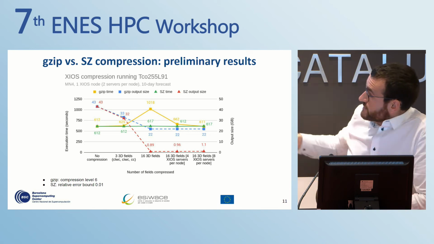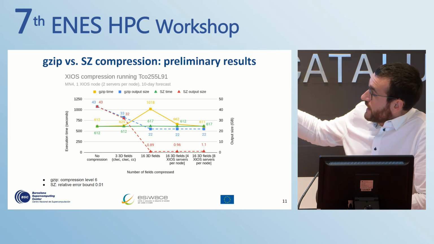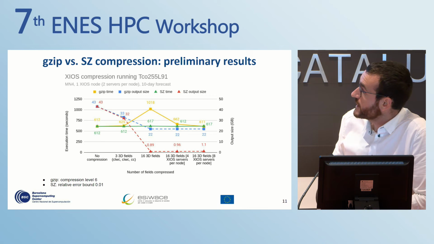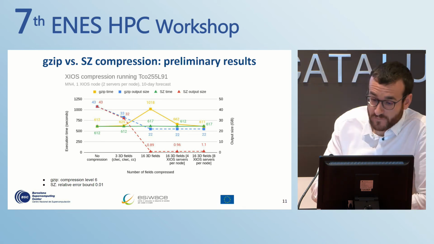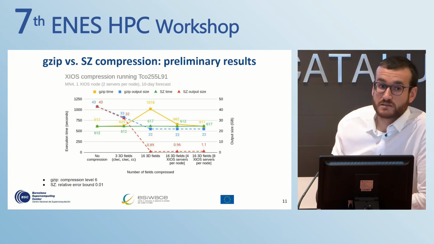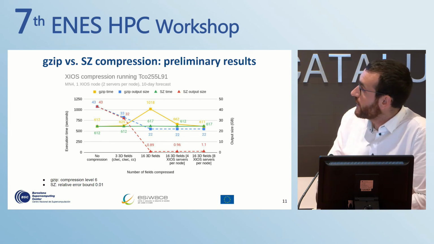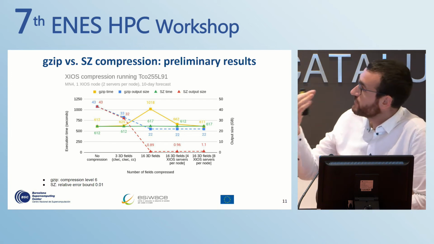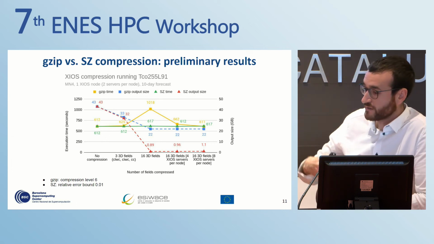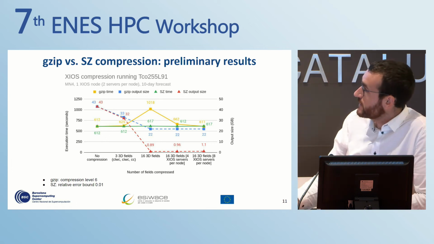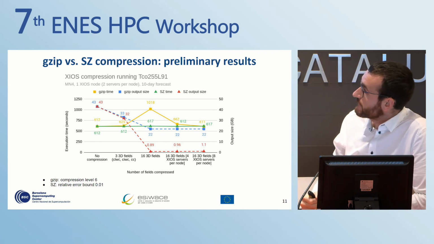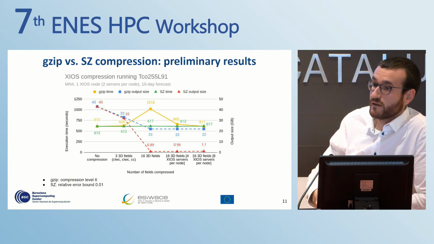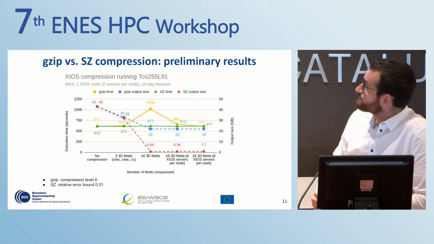0.89. It's important to mention that we are using compression level 6 for gzip and a relative error bound of 0.01 for EZ. So, take in mind that this is a proof of concept, so we are not scientifically validating these results. I mean, we are just first validating from a technical point of view that it is possible to use these kind of tools in widely used tools like XIOS.